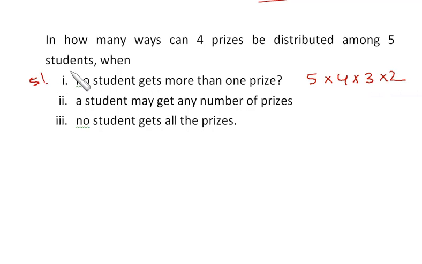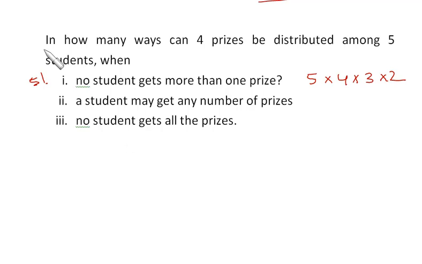Just see the difference among these three conditions, right? Now it's 5 into 4 into 3 into 2 when nobody is getting more than one prize. First prize 5 choices, second prize 4 choices, third prize 3 choices, fourth prize 2 choices, right?